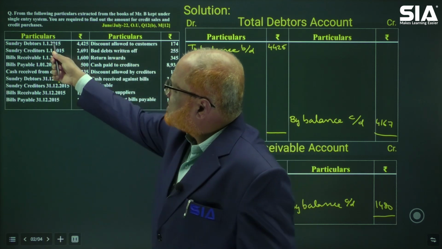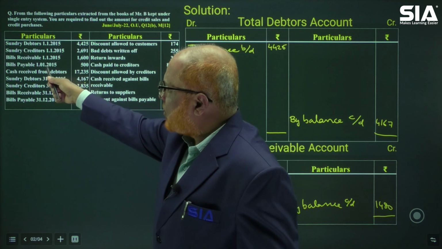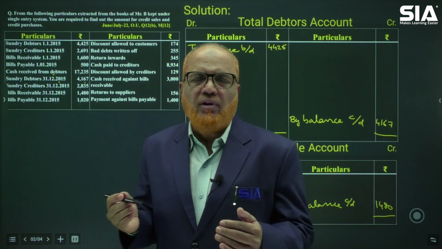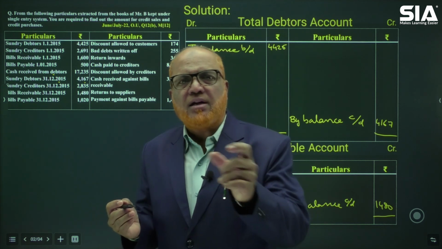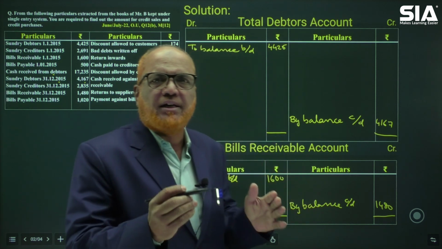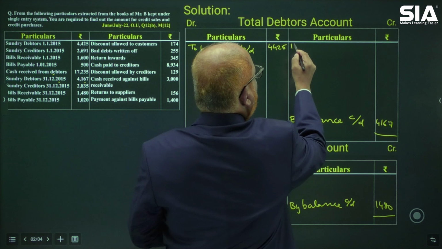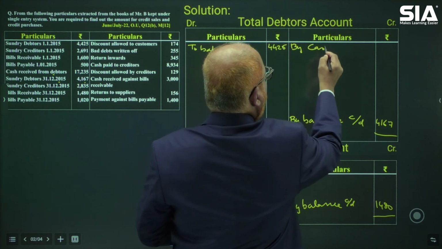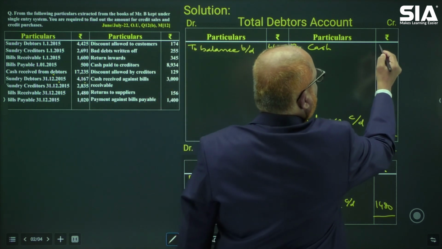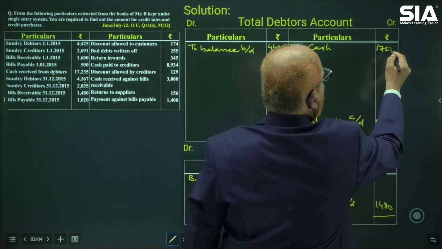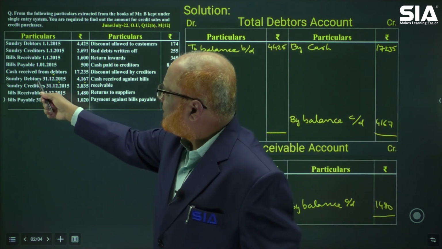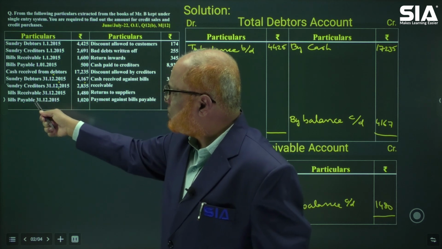Now you see the problem. Sundry debtors, then creditors we are not taking right now. Bills payable not taking. Cash received from debtors. When we receive the cash, entry will be cash account debtor, debtors account credit. So cash account should be debited, debtors account should be credited. So here I am taking by cash. How much cash is received from debtors? 17,235. We have taken cash received from debtors. Then sundry debtors closing we have taken, creditors we are not taking, bills receivable we have taken.